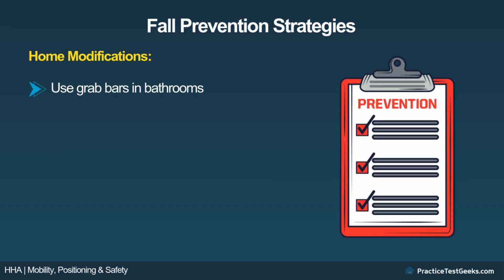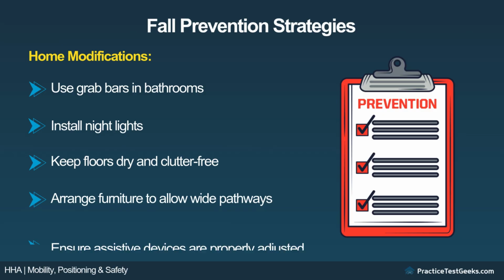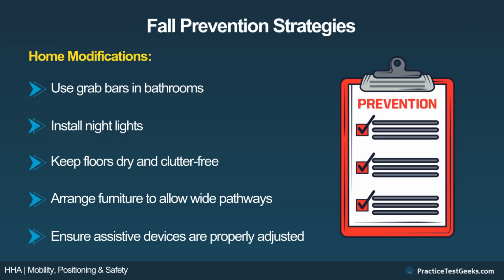Fall prevention strategies. Home modifications. Use grab bars in bathrooms. Install night lights. Keep floors dry and clutter-free. Arrange furniture to allow wide pathways. Ensure assistive devices are properly adjusted.